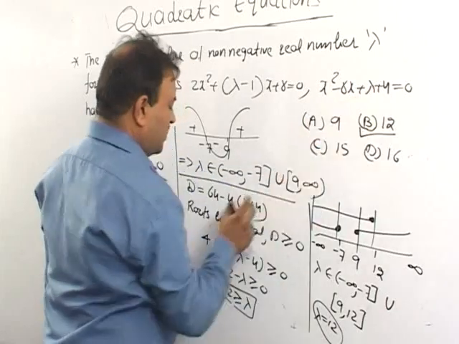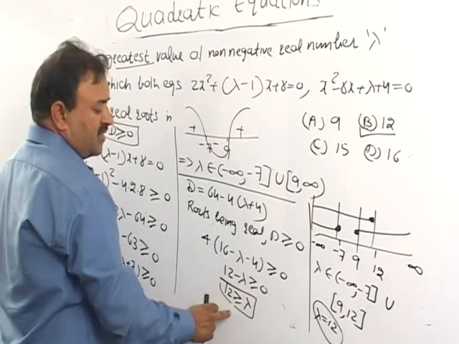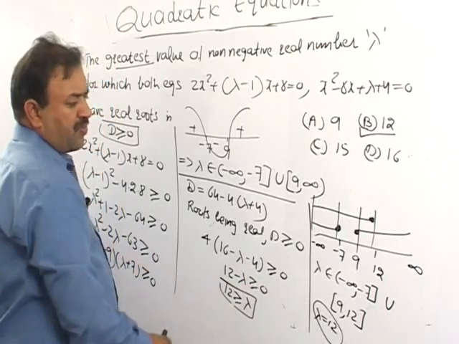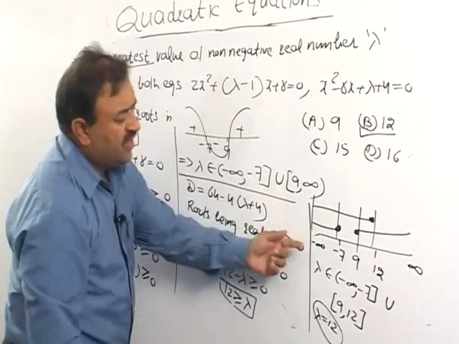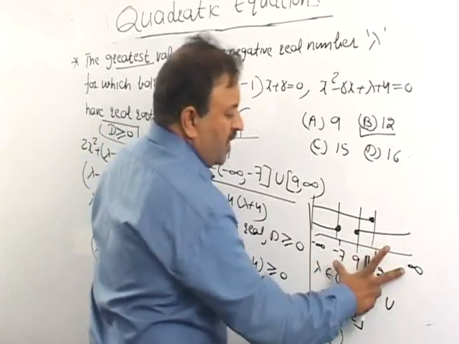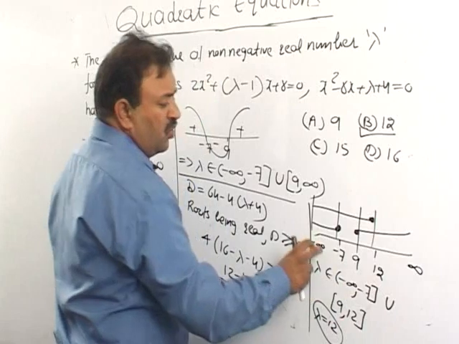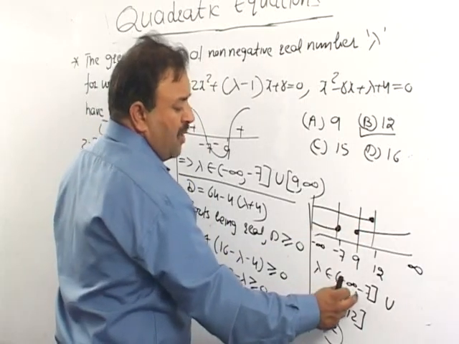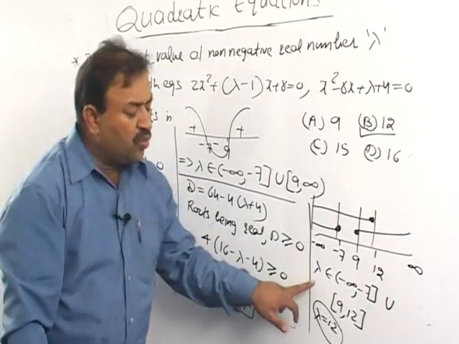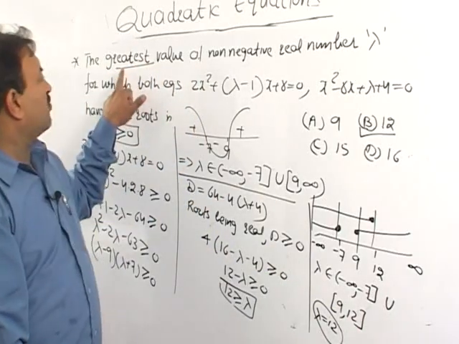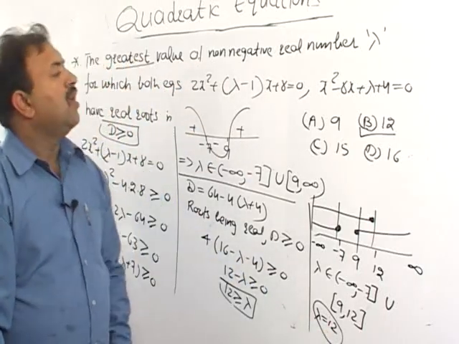Now we'll take up the discriminant of the other equation. It is 64 minus 4 (lambda plus 4). It will be 12 minus lambda greater than 0, lambda should be less than or equal to 12. Now we represent this result and the previous result on a number line. We represent points minus 7, 9 and 12. The solution set comes out to be minus infinity to minus 7 union 9 to 12. But here we do not want the solution set, we want the greatest value of lambda possible. So the greatest value of lambda possible is 12. Another problem.